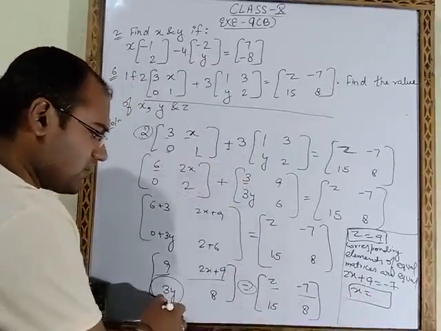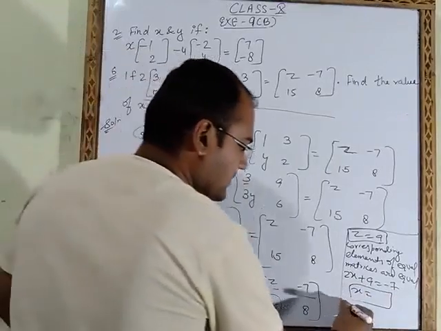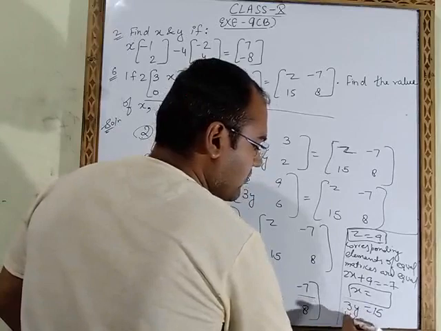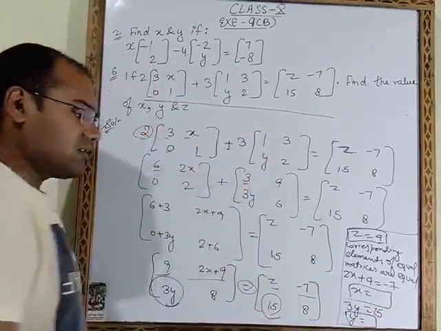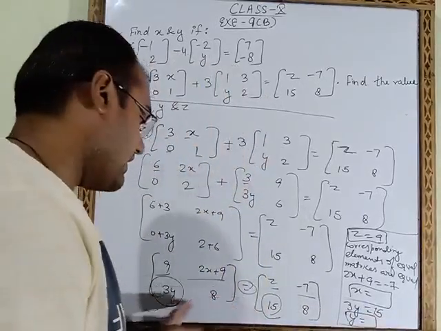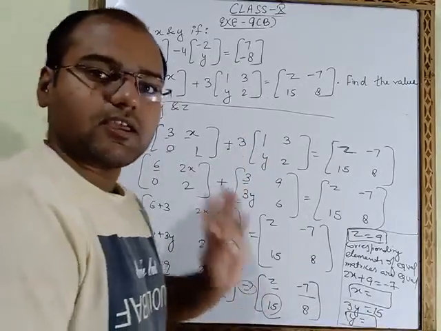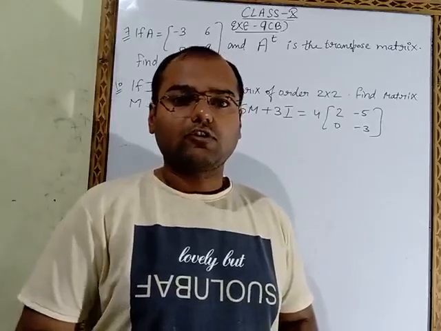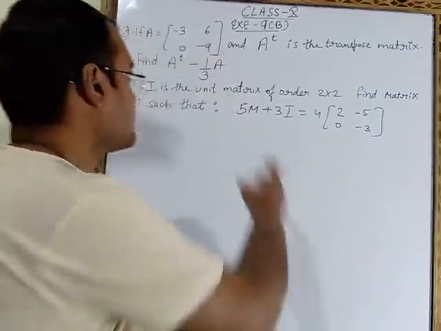Now this 3y is equal to 15. 3y is equal to 15. So here we will get the answer of y, because corresponding elements of these two matrices are equal. So like this you have to do such questions. Now see question number 7.